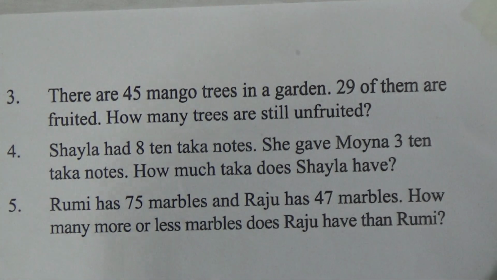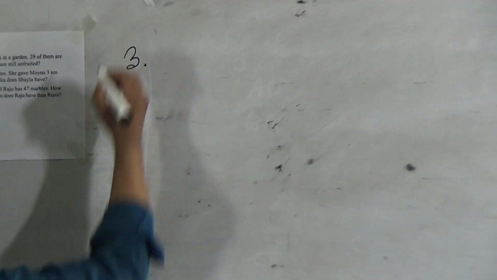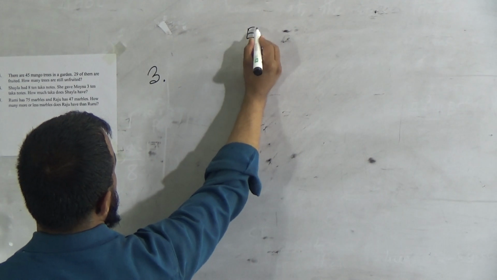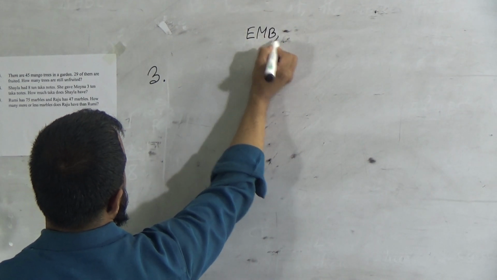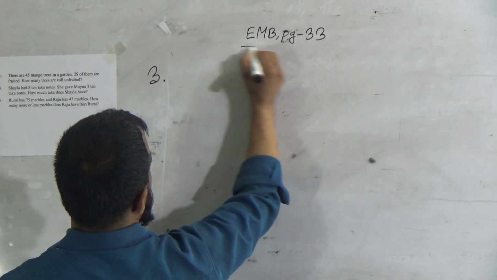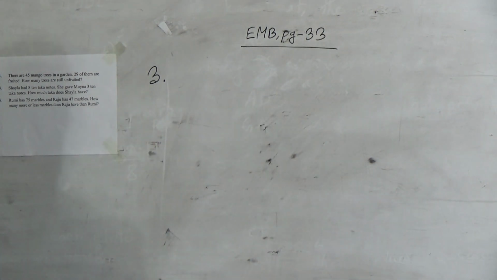Now I am writing the solution here. It's question number 3, okay? Its page number is 33. You can write down the exercise. You can write down EMB, its page number is 33, okay? 33, you can write down. The word problem number is 3.